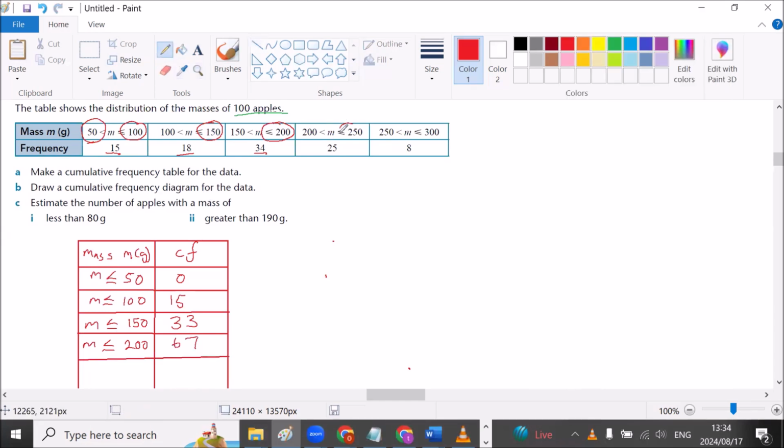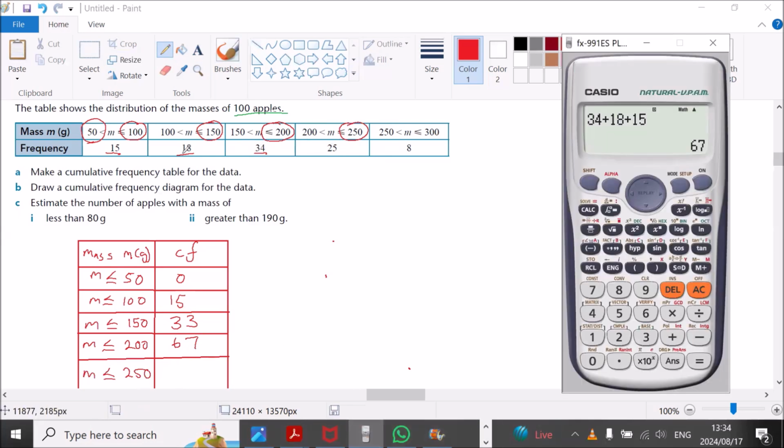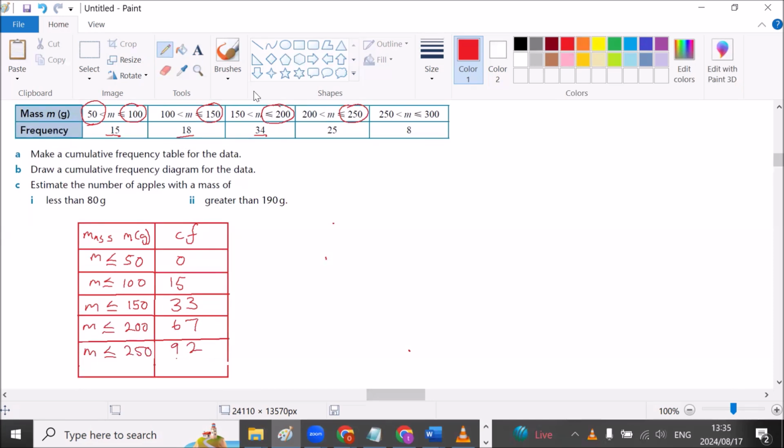Then we go to the upper limit of the next group, mass less than or equal to 250. Then we add 25 to 67, or 25 plus 34 plus 18 plus 15, which will give us 92. Then we go to the upper limit of the next and last group, which is 300. And we say mass less than or equal to 300, which is 92 plus 8, or the sum of all these, which will give us 100. So we have done the cumulative frequency table for the data.